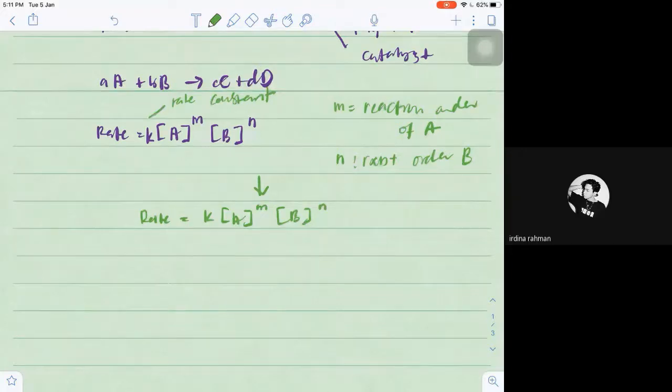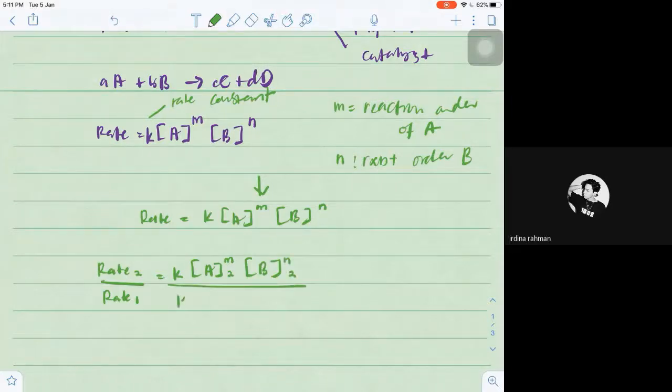Okay, in experiments 1 and 2, normally I'll choose the one that has a higher rate to be the numerator. So it will be rate in experiment 2 over rate in experiment 1 equal to k [A] power of m in experiment 2, [B] power of n in experiment 2, over k [A] power of m in experiment 1, [B] power of n in experiment 1.